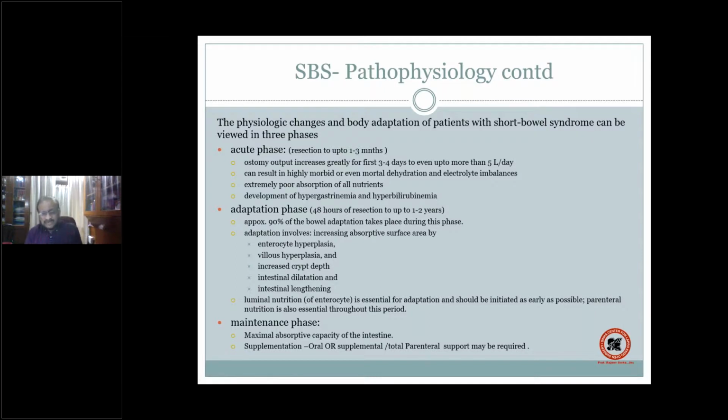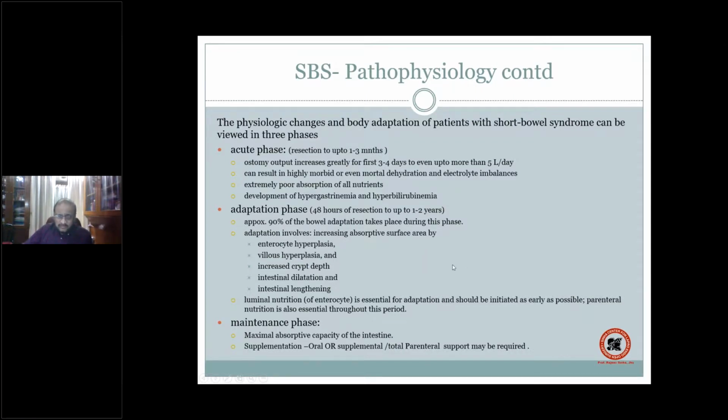So as soon as you've done a resection of, let's say, the proximal jejunum or the ileum, then what is happening in all these patients would be poor absorption of nutrients, severe electrolyte imbalance. You could be having a fluid imbalance and a raised gastrin level and an increased bilirubin level. 48 hours later, what's going to happen? Adaptation now starts. And about 90% of bowel adaptation takes place in the adaptation phase, which can extend from 48 hours to 1 to 2 years.